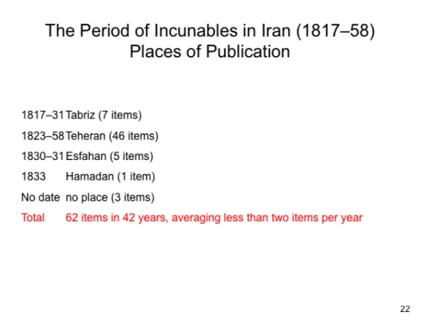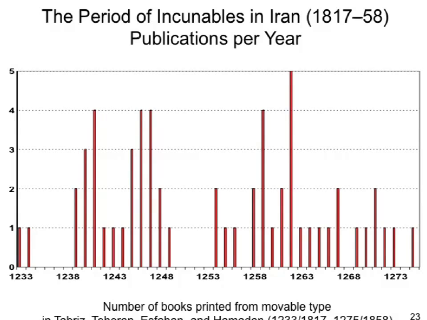The period of incunables in Iran lasted for a well-defined period of 42 years, 1817 to 1858, and resulted in the publication of a total of about 60 items. Since many of these items have only come to light in recent years, our knowledge about the actual amount of books printed from movable type is bound to increase as research proceeds. But even so, it appears that the amount of books printed from movable type was modest, at best, averaging 2 books per year.